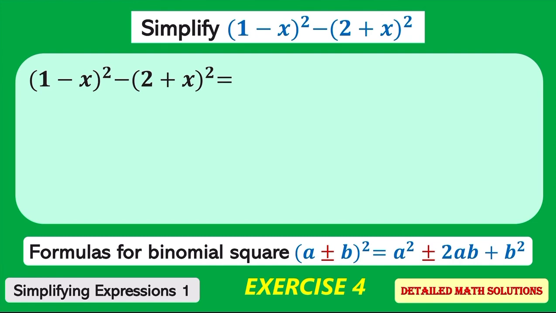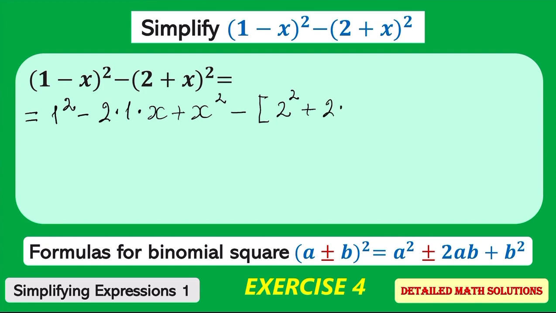And again, when I follow these 3 steps, this expression equals 1 squared minus 2 times 1 times x plus x squared minus, now I have to put the parentheses because I have a negative sign in front of the parentheses, and then apply the formula. This equals 2 squared plus 2 times 2 times x plus x squared.